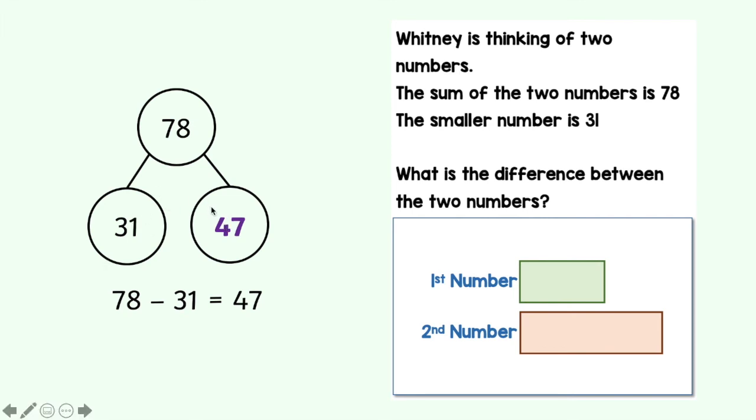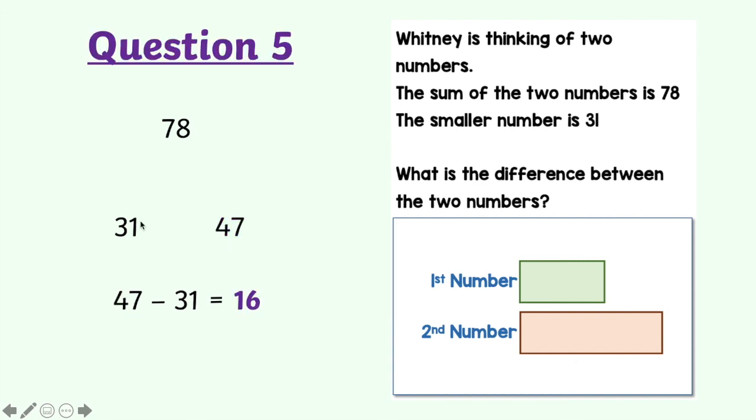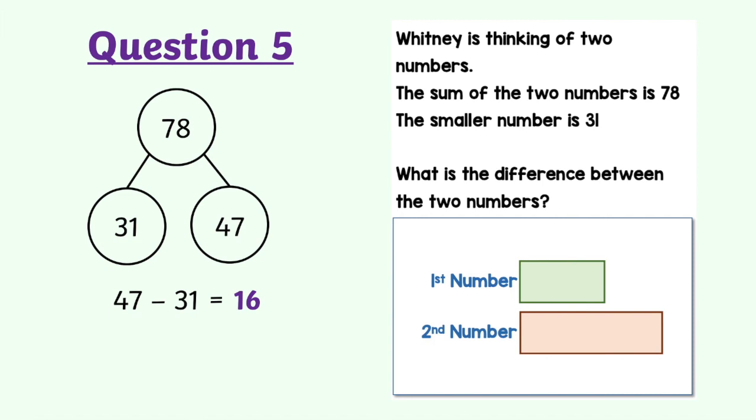So what is the difference between 47 and 31? Now, the calculation you need to do here is 47 take away 31. And there's a number of ways you could have done this. You could have counted on from 31 to get up to 47, or you could have done 47 take away 31, and your answer would have been 16.